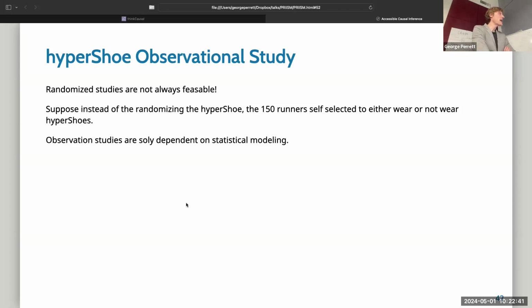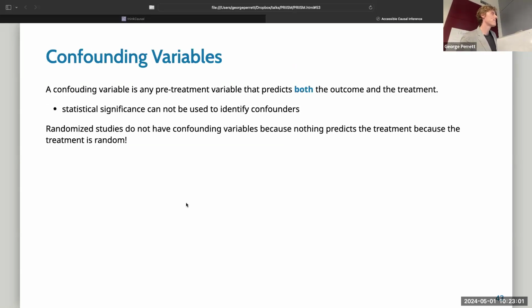Now, what we can do is we can just let people self-select into groups. So these 150 runners could just decide on their own to wear or to not wear the hypershoes. And we can really lean on statistical modeling to estimate our causal effect. So we're really going to invest in our statistical model when we can't use information from the design.